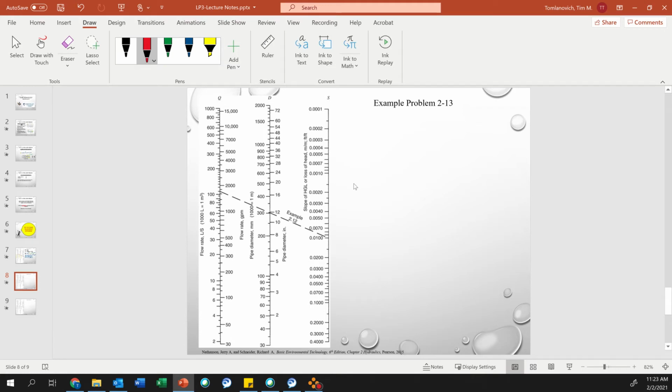So we have D equals 8 inches. Okay. Flow Q equals 1 cubic foot per second. Compute the pressure drop per mile of pipeline. So we're trying to find pressure drop. So that S equals head loss over length. So this term right here is the pressure drop, head loss, right?